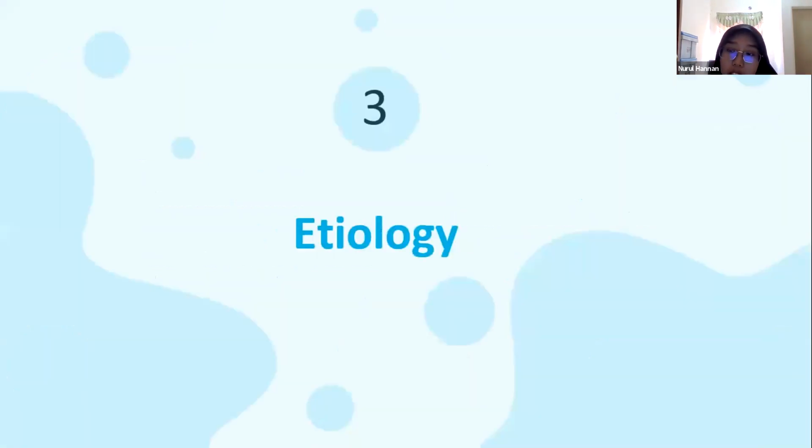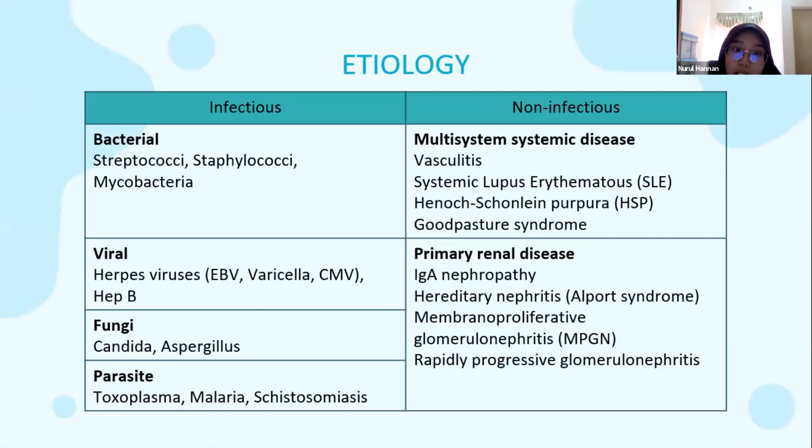Okay, so for the etiology of acute glomerulonephritis, there are infectious causes and also non-infectious causes. The infectious causes can be due to bacterial infection with streptococci, staphylococci, and also mycobacteria, but the most common is streptococci. It can also be due to viral infection, herpes viruses and hepatitis B, and it can also be due to fungal and parasitic infection.